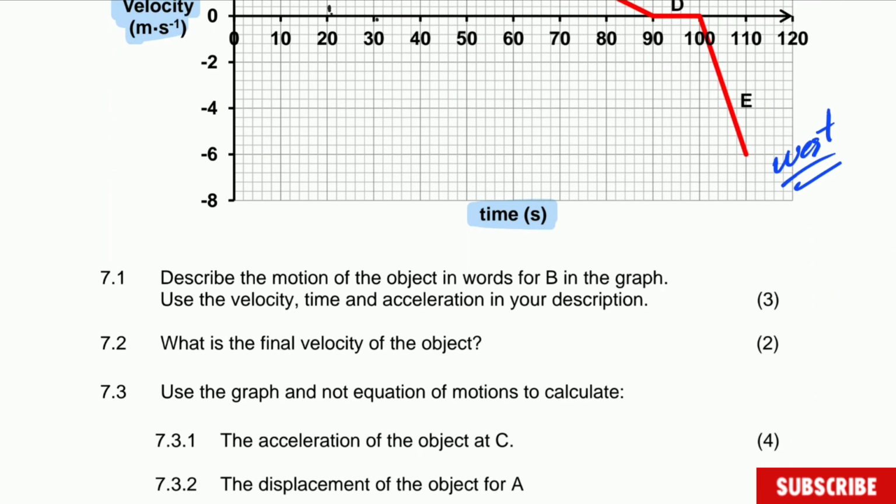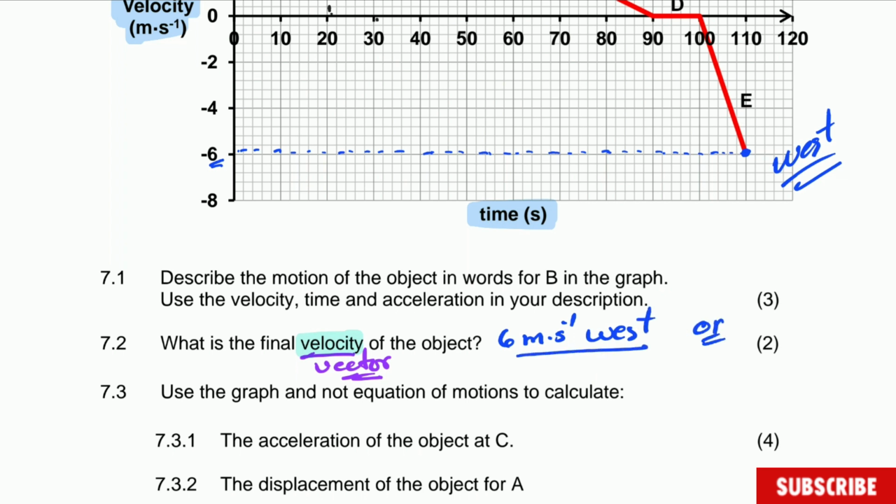What is the final velocity of the object? Now, velocity is a vector. Remember, because it is a vector, it needs also a direction. So what is the answer here? This is the final velocity of the whole motion, and if you take this one to the y-axis, which gives you the values of the velocity, you can see that it's going to be the magnitude 6 meters per second, the negative meaning west. So the correct answer is to say 6 meters per second west. If you don't write the west, you don't get the answer.